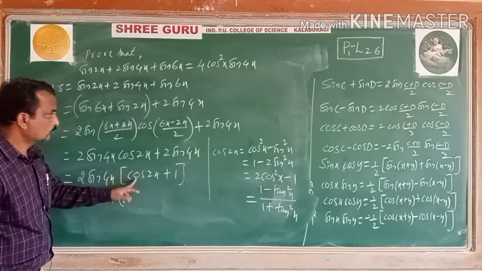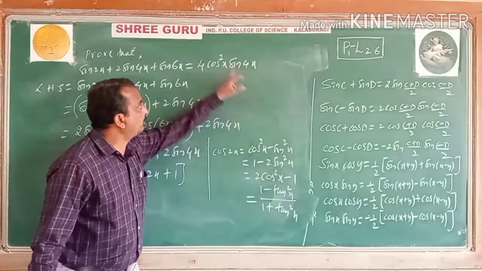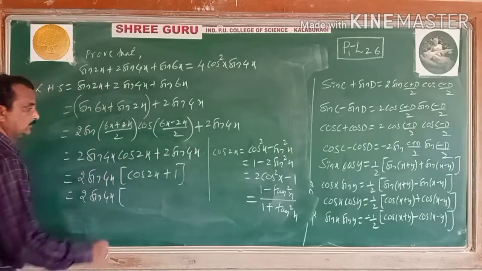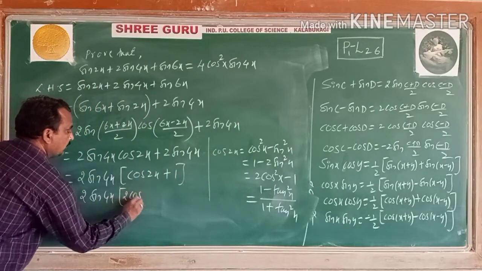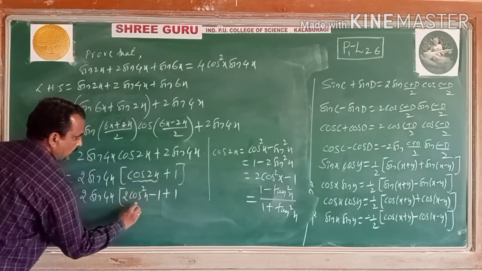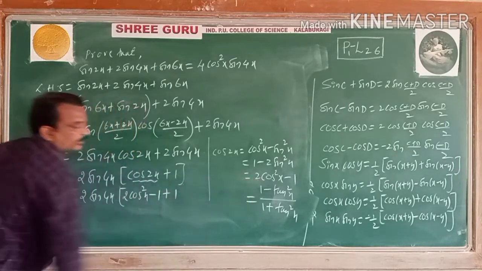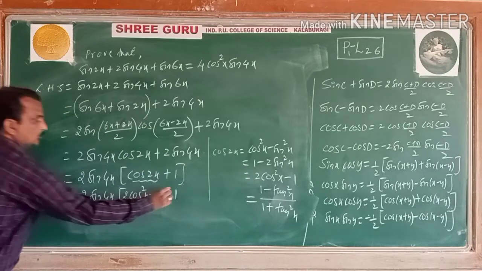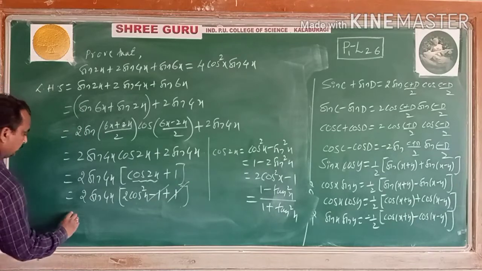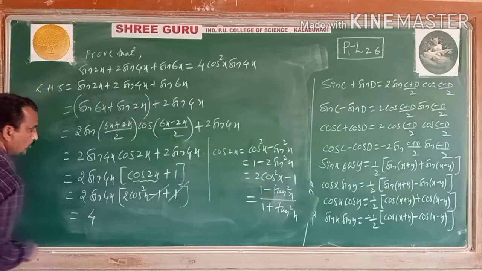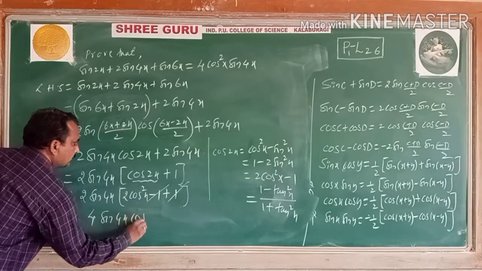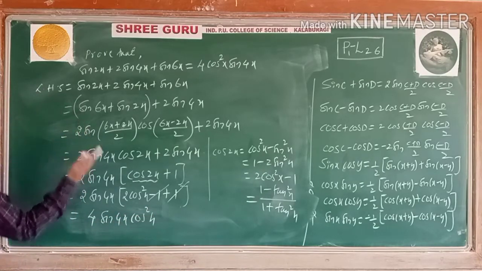So in terms of cos, substituting this formula, you want cos square. This minus 1 and this plus 1 get cancelled. So 2 cos square x minus 1, this plus 1 as it is, this cos 2x substituted in terms of the cos formula. Close the bracket. Here minus 1 and plus 1 get cancelled. 2 into 2, 4. See, sin 4x into cos square x, or 4 cos square x into sin 4x.